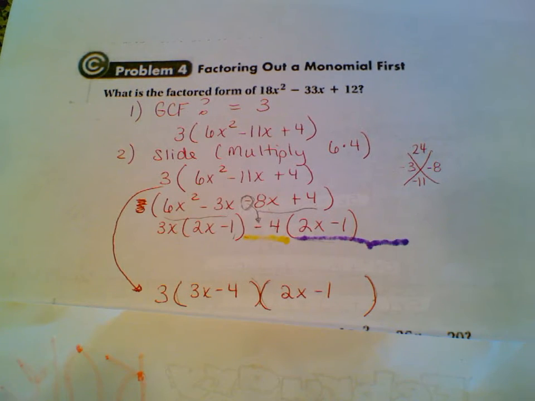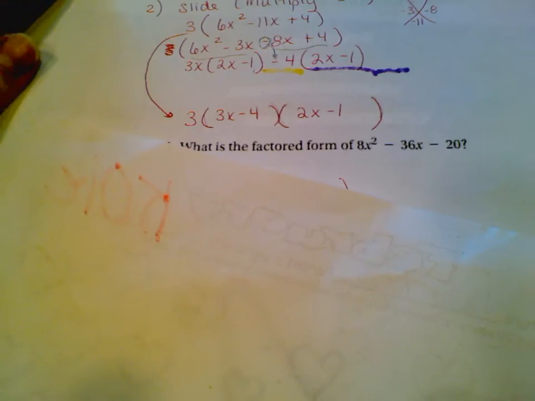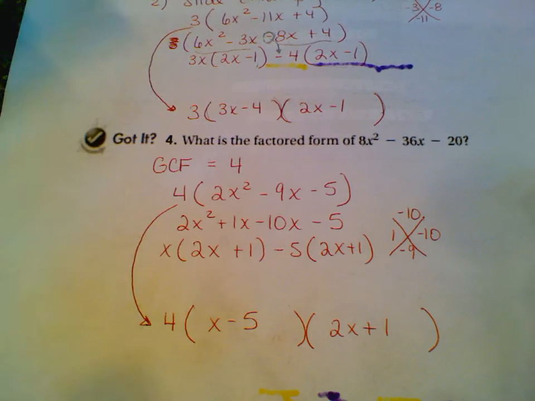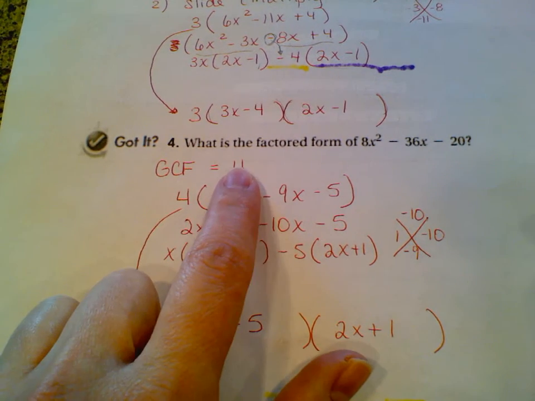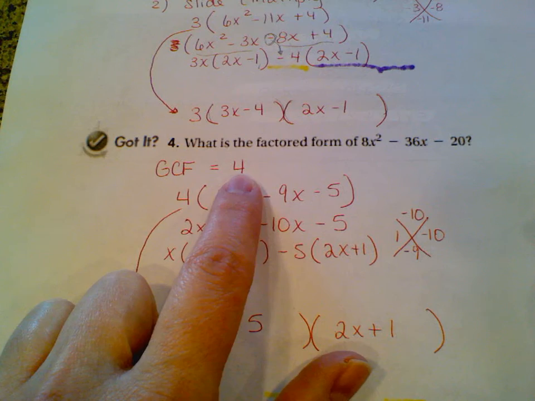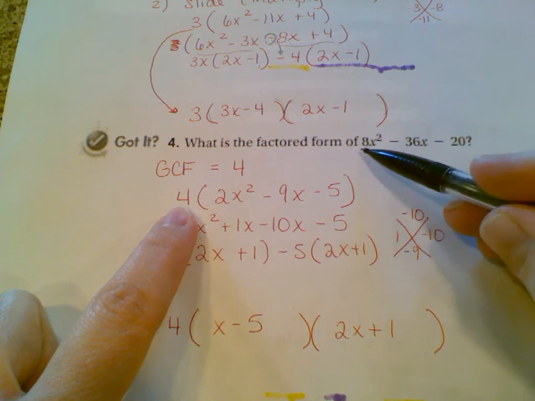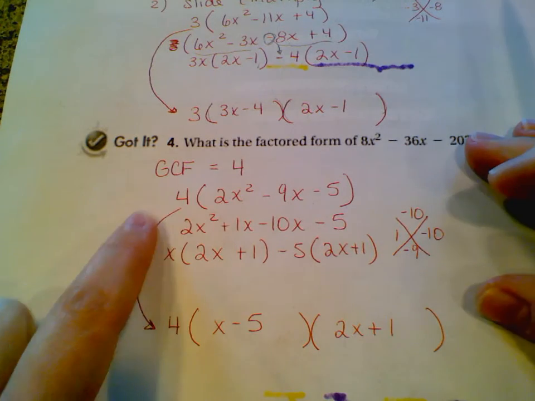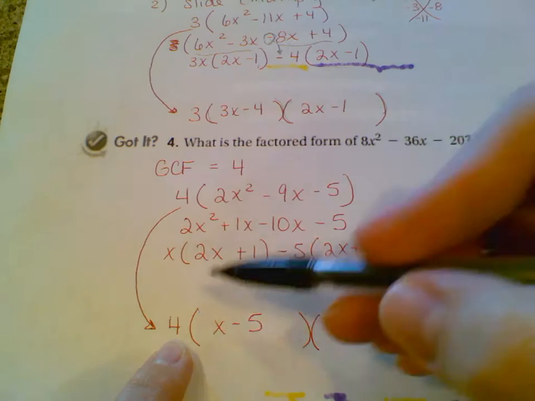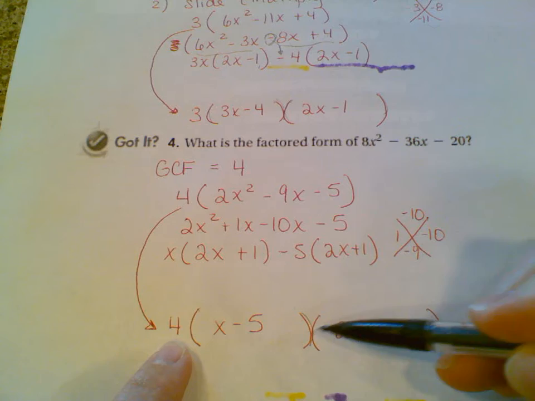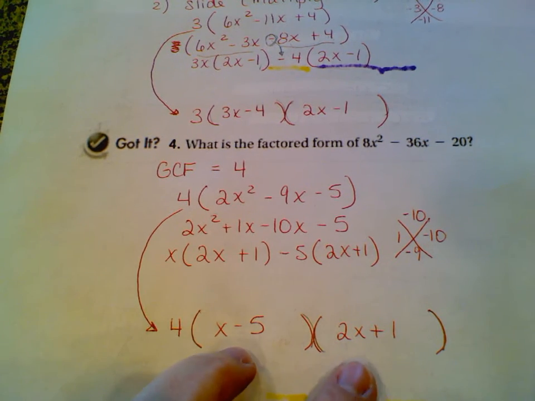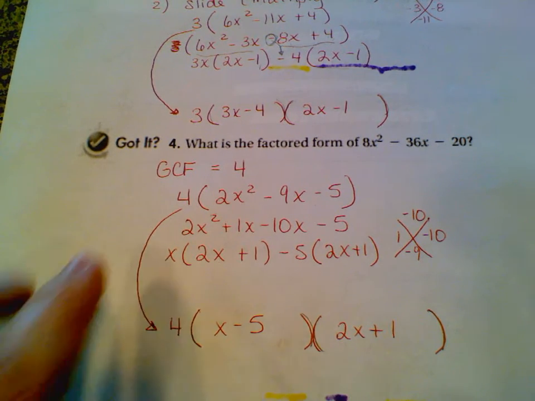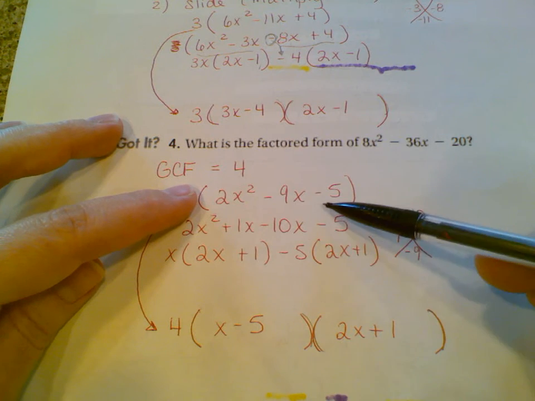Now I want you to pause the video and see if you can do the last question. On the last question, you should have found a greatest common factor of 4. So that means I'm dividing all of these by 4 and I'm left with this. So this 4 is just going to drop down into my answer, and I can go ahead and do my two sets of parentheses to leave them blank for now. So then I'm just dealing with this inside stuff.